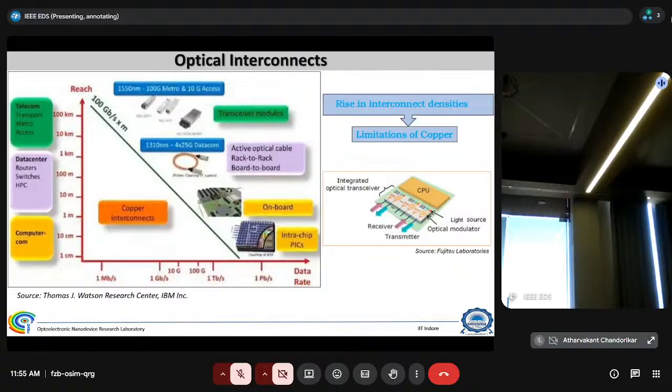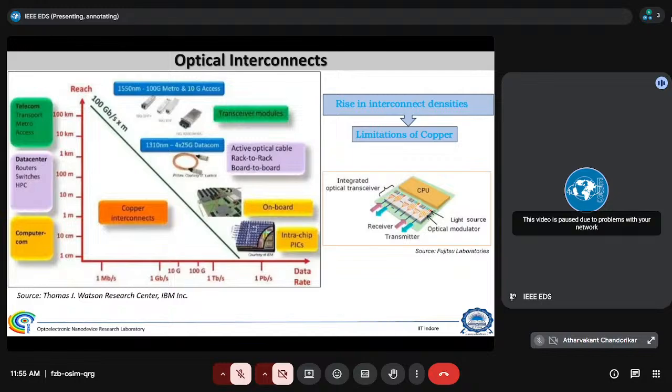So that has been slowly happening, and for telecom, you have several products. For data centers, you have these active optical cables, rack to rack, board to board connections. For on-board, you have intra-chip photonic integrated circuits that are recently coming up, and you are targeting, as I said, copper somehow.